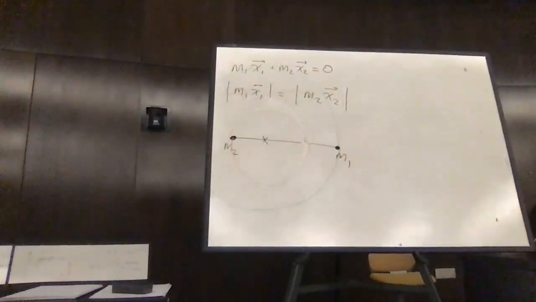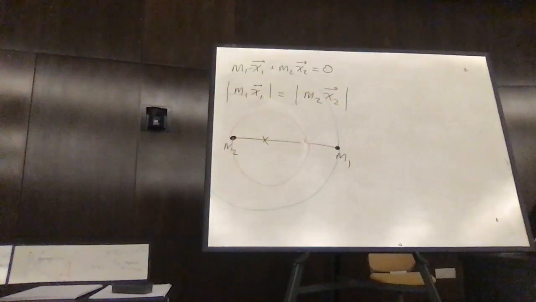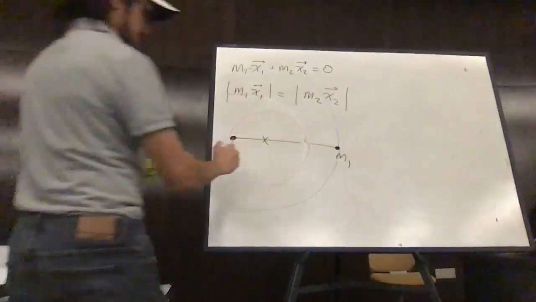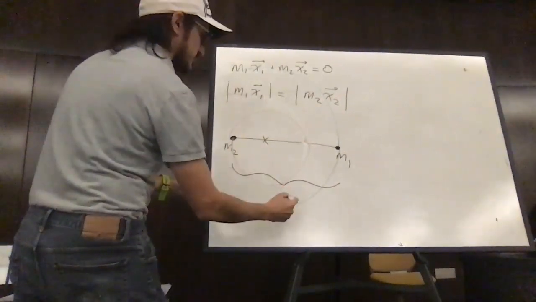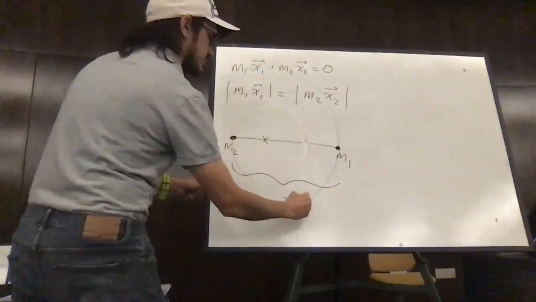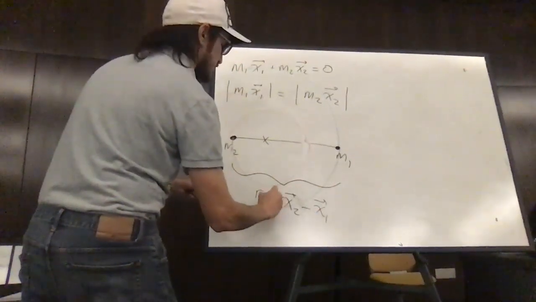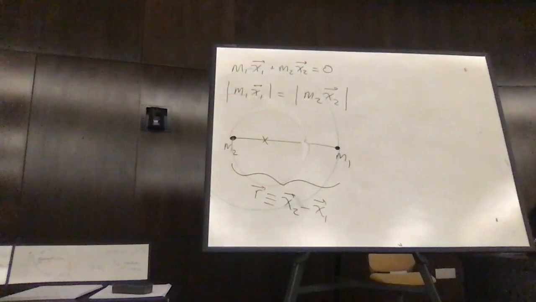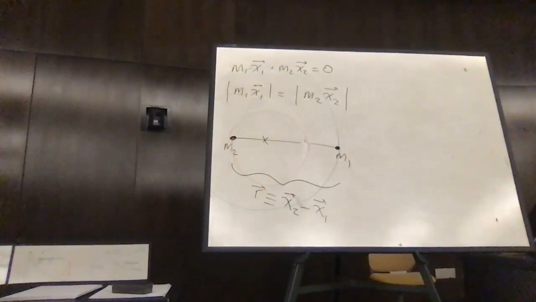So really they are tracing two circles, right? And one of the circles is bigger than the other. But this distance r is x2 minus x1. That one remains constant, right? So the distance between the two bodies. So, is it always going to be constant? Yep.